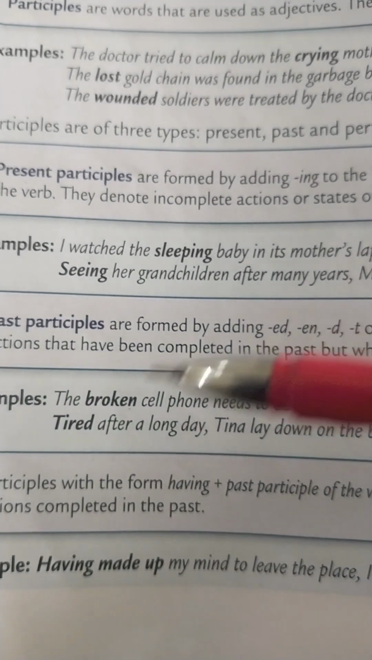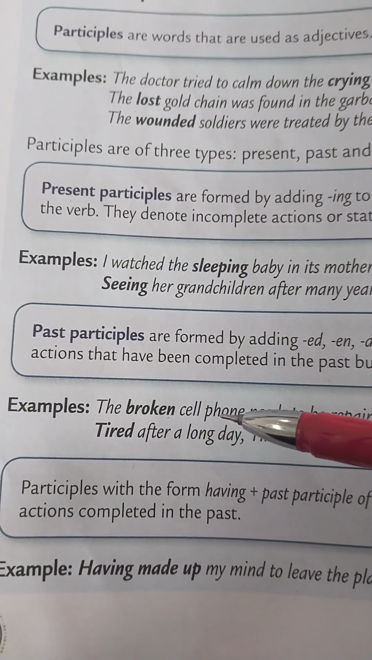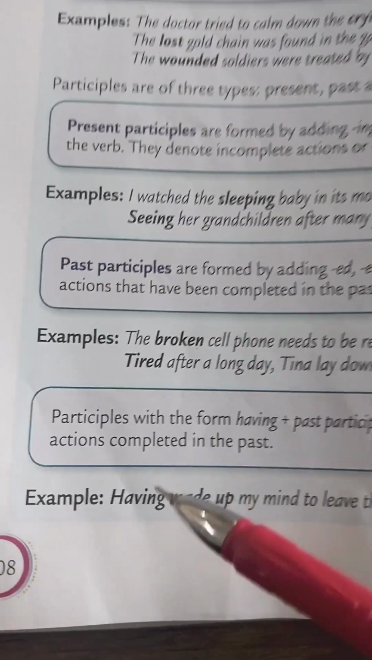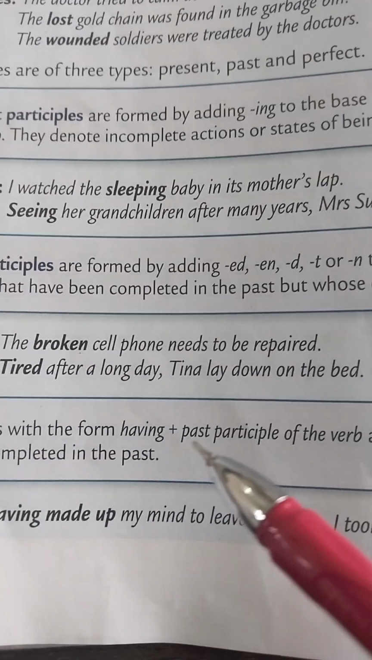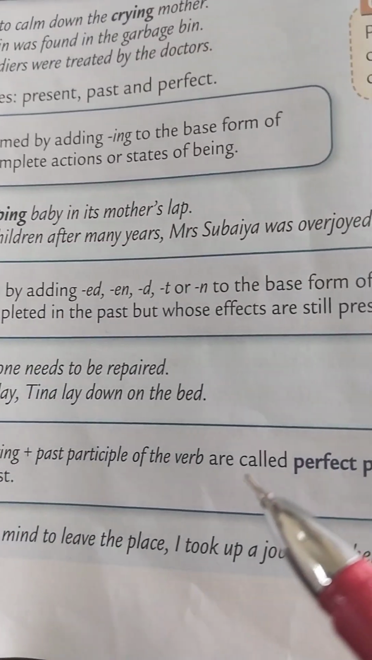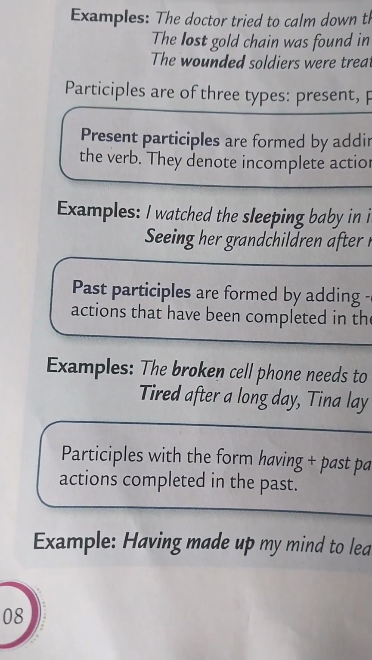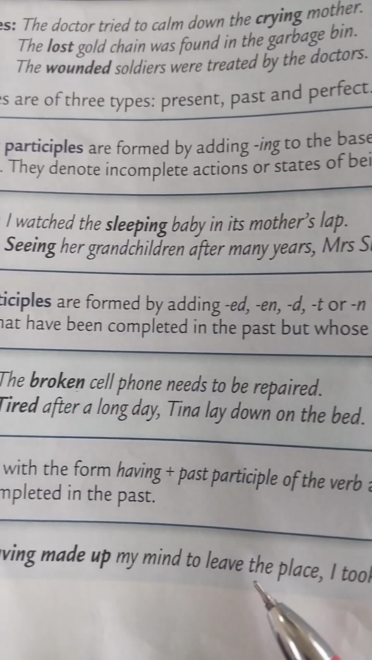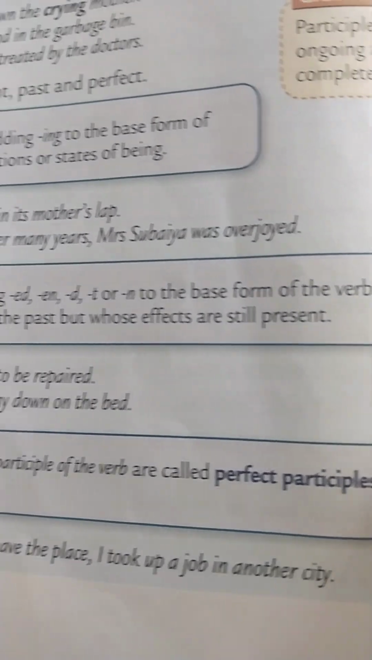It is qualifying the noun cell phone. Now see the next one. Participles with the form having plus the past participle form of the verb are called perfect participles. They denote actions completed in the past. For example, having made up my mind to leave the place, I took up a job in another city.